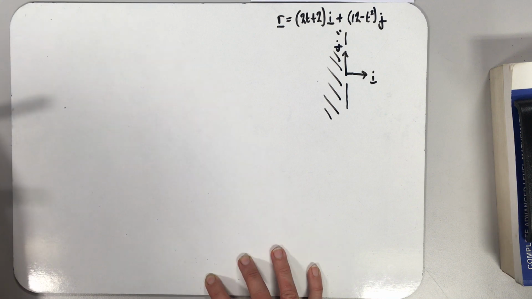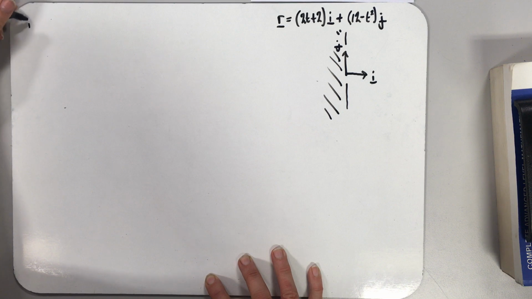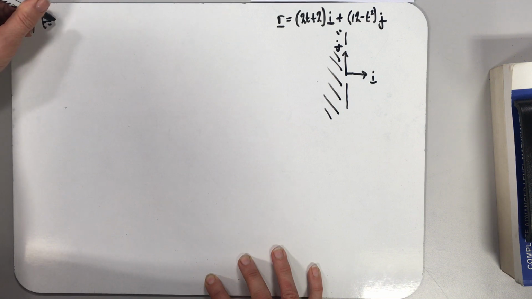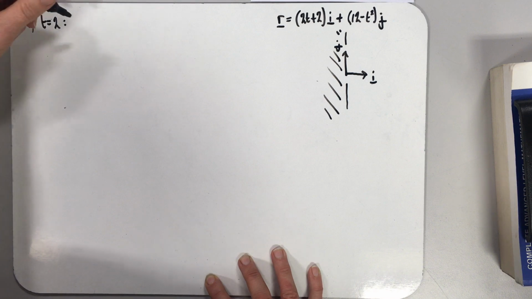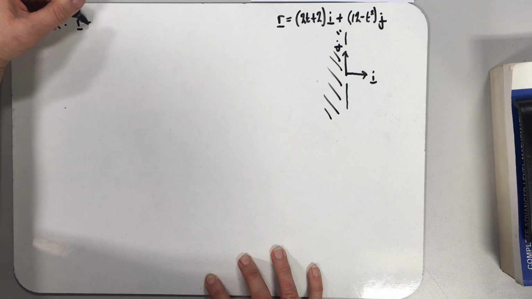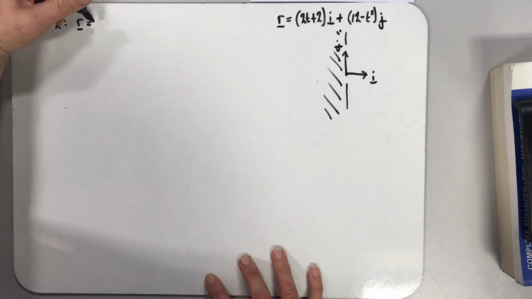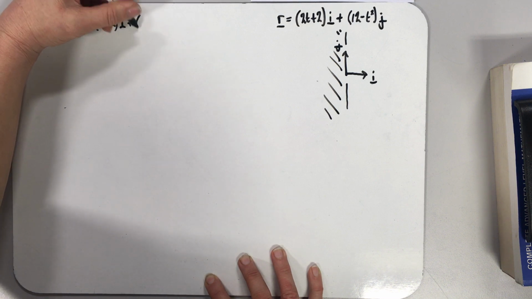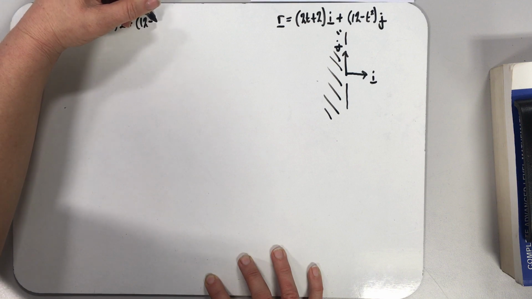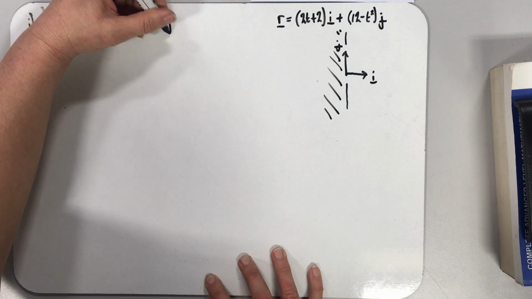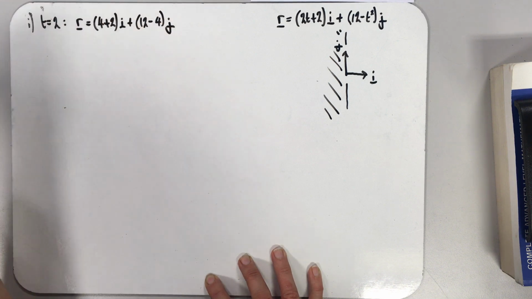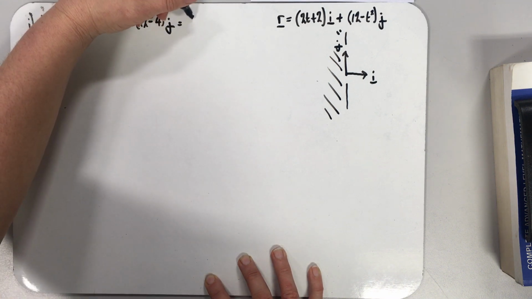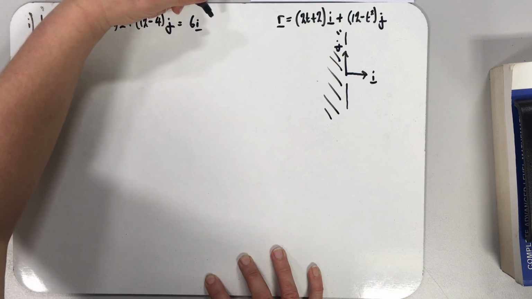So we want to calculate first of all the distance of the boat from the origin when t is equal to 2. So if I let t equal 2, then I can find the position vector of the boat from the origin. So 2 times 2 is 4, plus 2 is 6i, plus 12 minus 2 squared j. Don't forget to underline your vectors. That gives us 6i plus 8j.